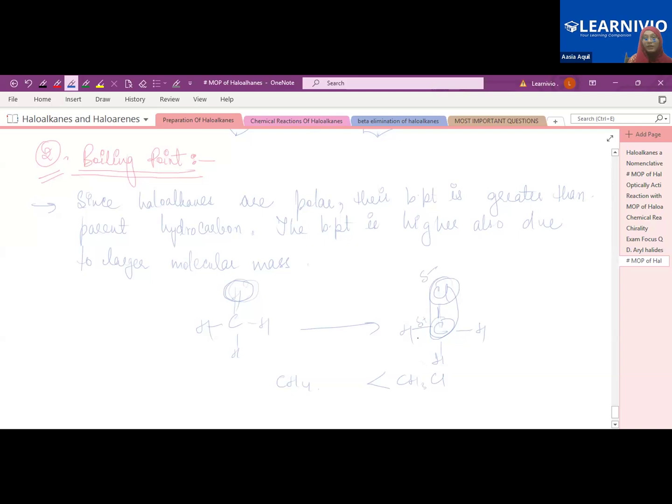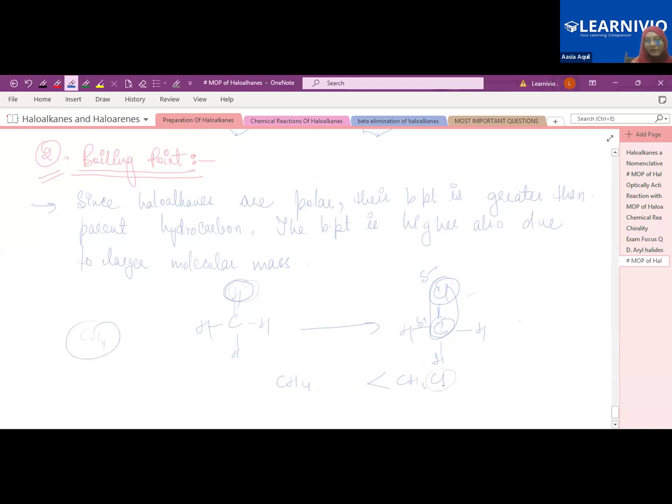And what is a polar molecule? One in which there is a difference in electronegativity. So this haloalkane is polar, so its boiling point is greater than the parent hydrocarbon chain. And boiling point also depends on the molar masses. The more the molecular mass, the higher the boiling point. So when you compare these two, this is your CH4, and this is your CH3Cl. Chlorine has 35.5.